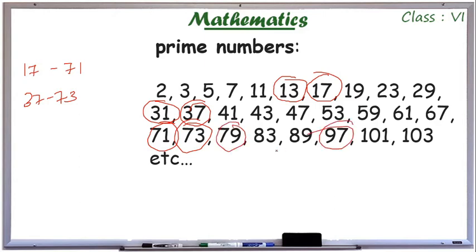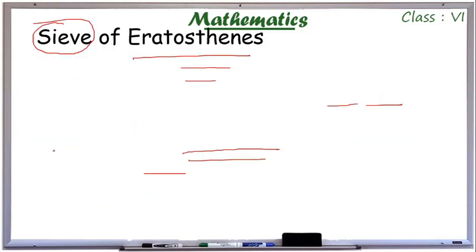Then 79 and 97, so only 9 and 7 are used. So these are the pairs. So you have to write down the pairs.